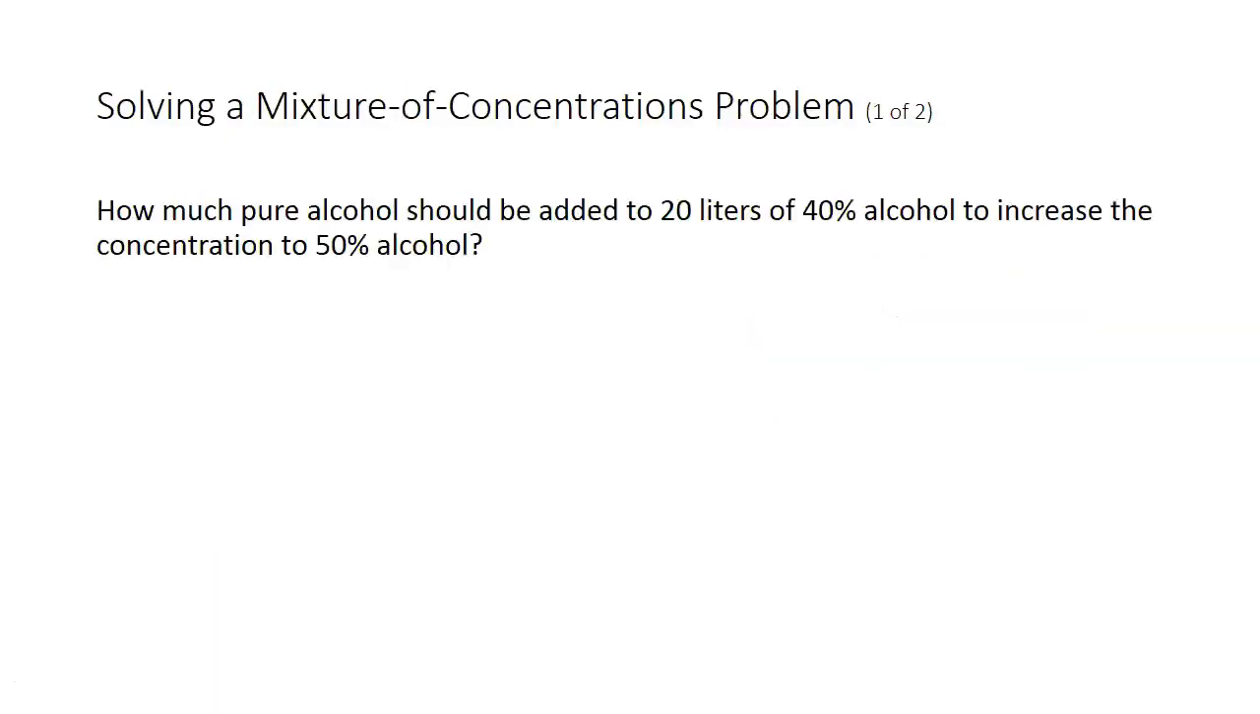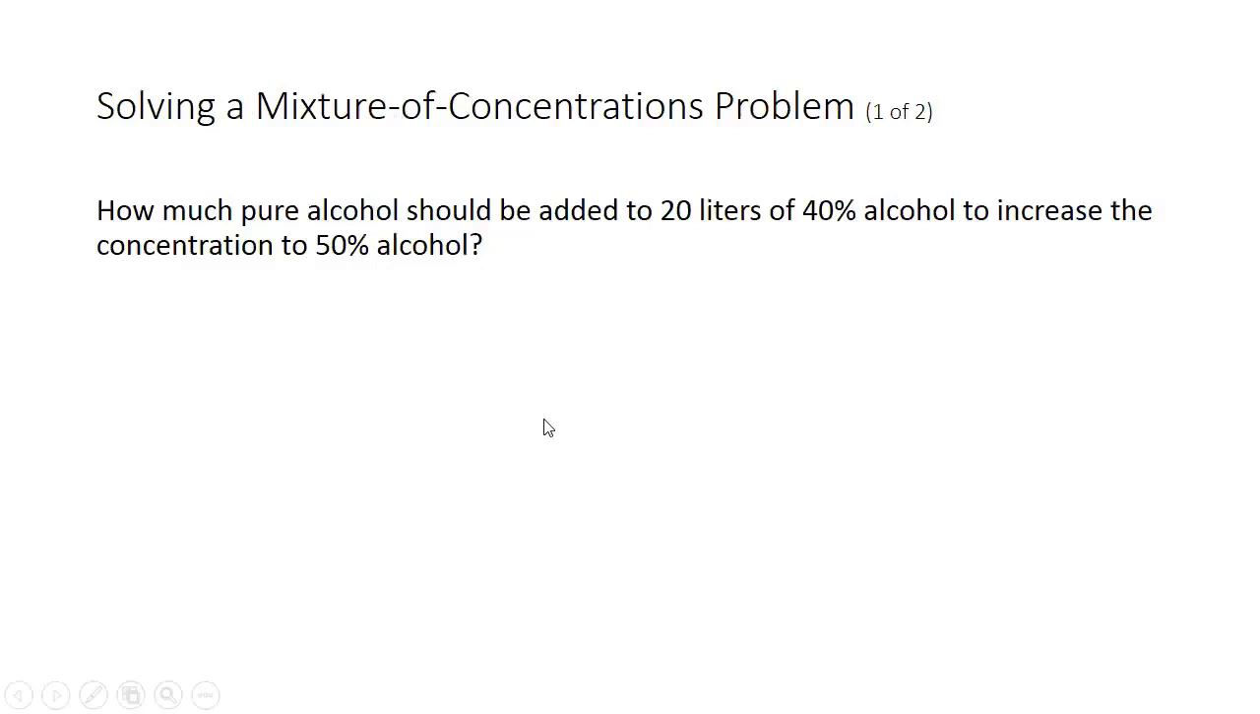Now, this is another problem that a lot of students have trouble with, the mixture problem. So I'm going to spend a little time on this one. It says, how much pure alcohol should be added to 20 liters of 40% alcohol to increase the concentration to 50% alcohol? Those of you watching this later at home, now is a good time to write the problem down and see if you can imagine how to write the equation for this.